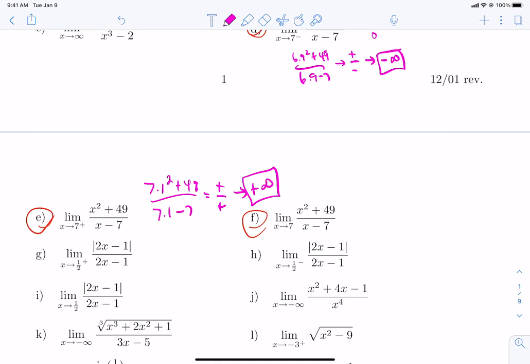But what about F? Limits to infinity will only exist as we approach a number if we are going in the same direction. So let's think about what's happening to this function. Now, I don't know exactly what this function looks like, but at 7, I have a vertical asymptote. From the left side, I'm going to negative infinity, and from the right side, I'm going to positive infinity. So F only exists if from both sides I'm going up, or both sides I'm going down. So this one does not exist.